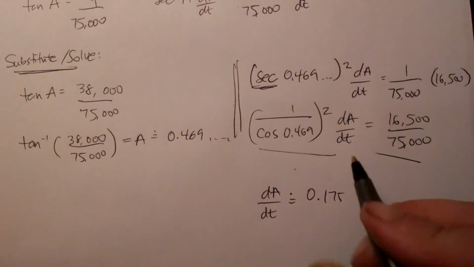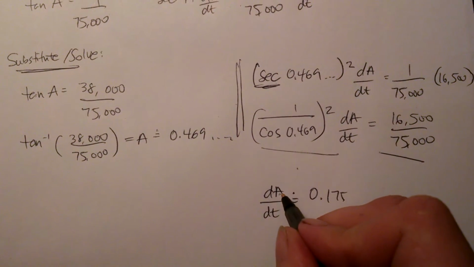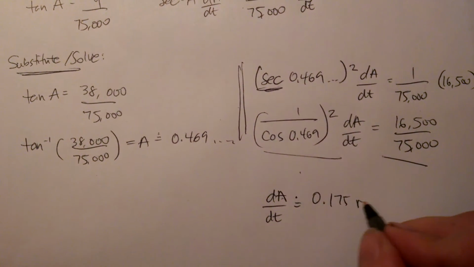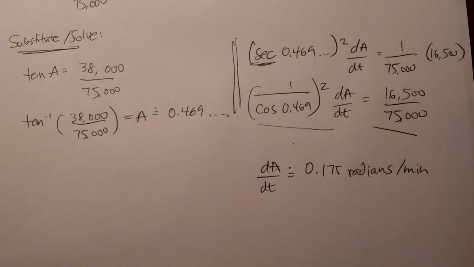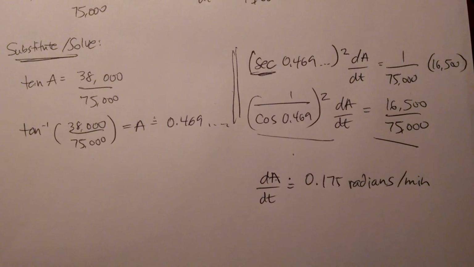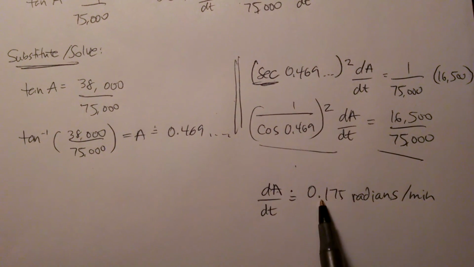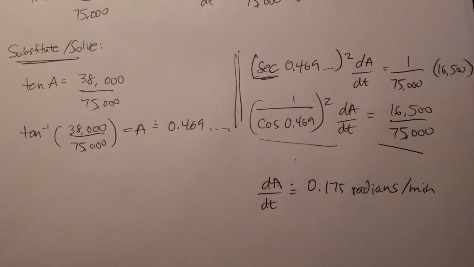And our units on this, the units for our angle, that's not area, that's angle, is radians per minute. Okay? So what we're saying is that the missile's angle of elevation is increasing at a rate of approximately 0.175 radians per minute.